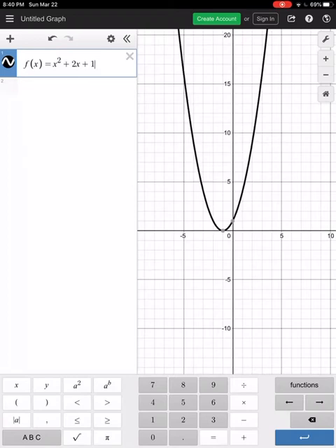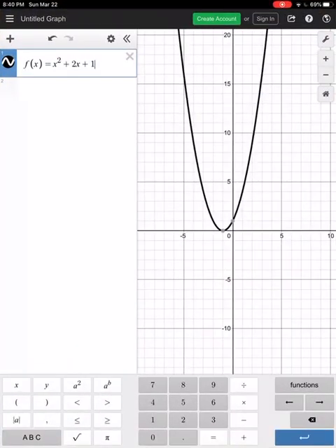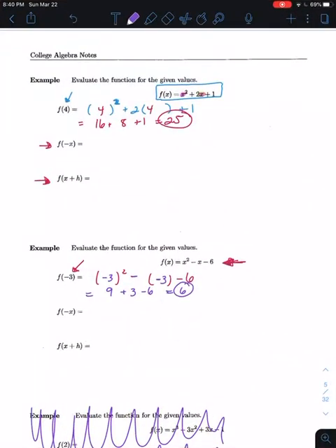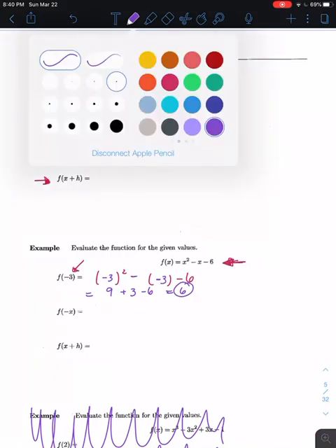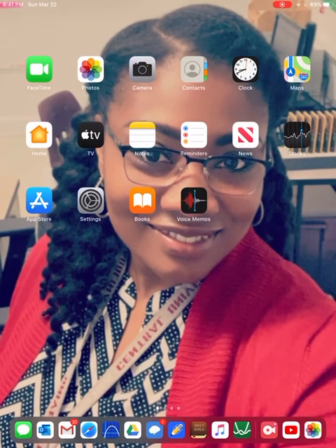All right, that's the graph. We don't care about the graph. We want to know what f of, what did they ask us to find? Oops. All right, my apologies. They wanted me to find f of 4. So x squared plus 2x plus 1. They want us to find f of 4. When we did it by hand, I got 25. So I'm showing you how Desmos can calculate this for you.